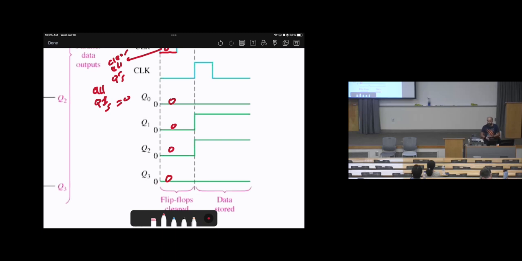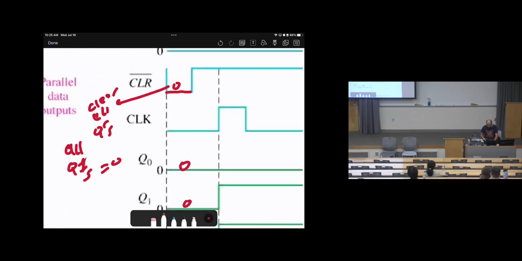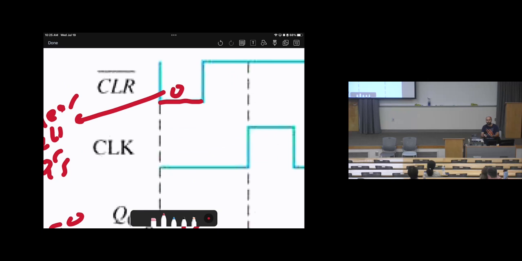Sometimes, starting from now, you will not see in the question "assume 0 initial condition." What you will see is something like this on the clear, then you will understand that no matter what the initial condition is, when the clear is 0, it will make everything 0. Yes? I think for one of the homeworks, what does preset mean? Does that just make it a 1? Presets? Yeah, make it 1.